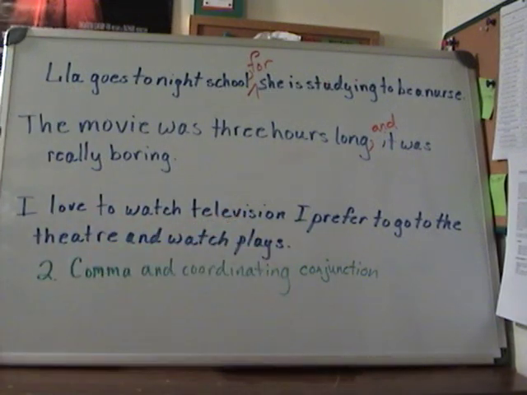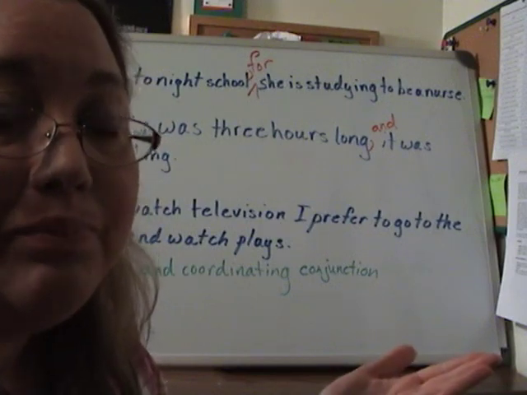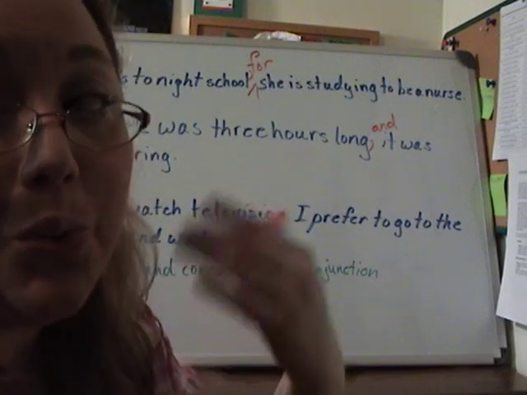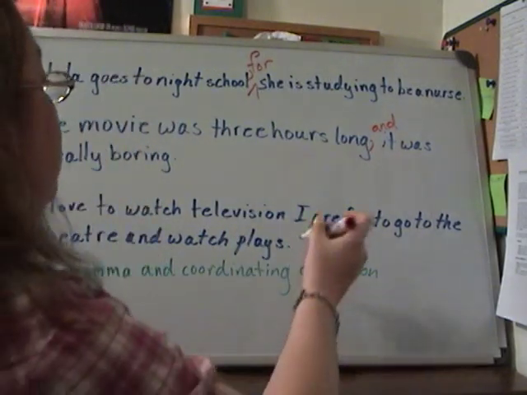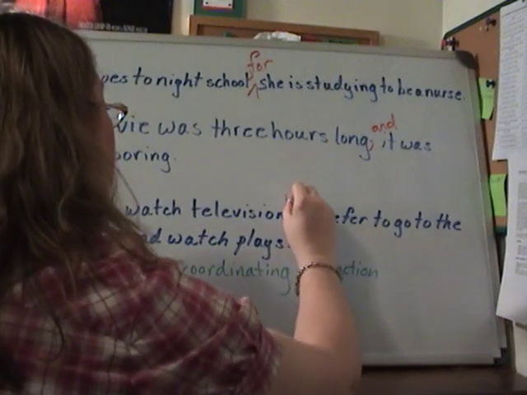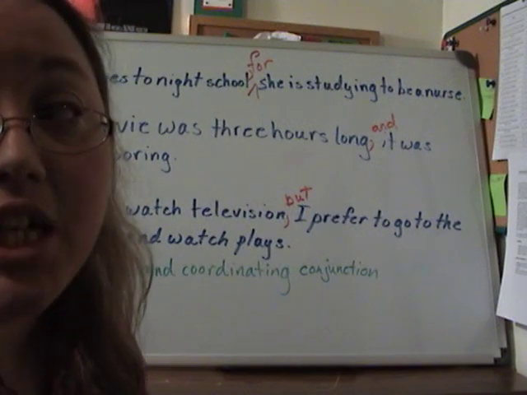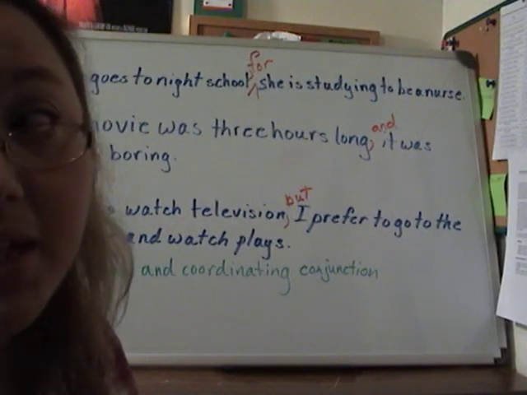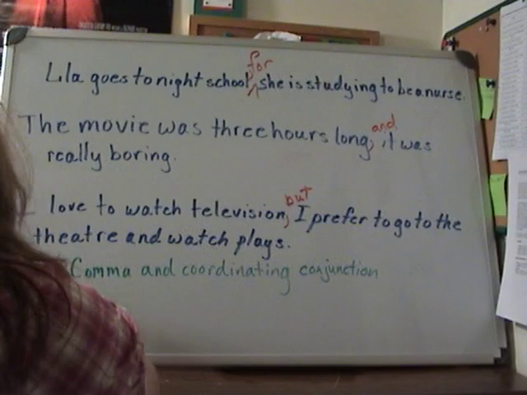I love to watch television. I prefer to go to the theater and watch plays. Now here I'm showing kind of a contrast idea. I like television, however, I also like going to the theater and watching plays. So two different ideas being presented, opposites. This would be a good one to use but, in which I'm simply showing a contrast of opposing ideas. And notice, don't forget the comma. The key with those coordinating conjunctions is the comma.